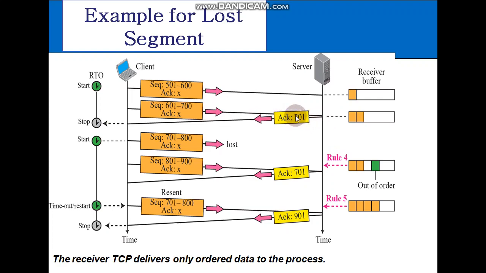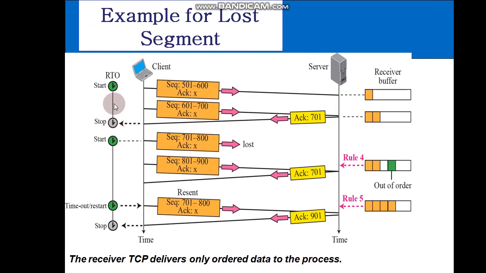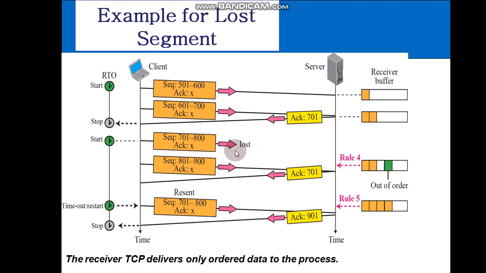So once we send 701 as acknowledgement, it ensures to the client that up to 700 the server has received the data properly. So immediately the timer will stop, which was initiated when the sequence number 501 was sent. After that it will again initiate the RTO, and once the RTO is initiated, the sequence number from 701 to 800 is sent, which is somewhere lost in the network due to congestion, and after that again 801 to 900 is sent to the server, but 701 to 800 is lost somewhere in the network.